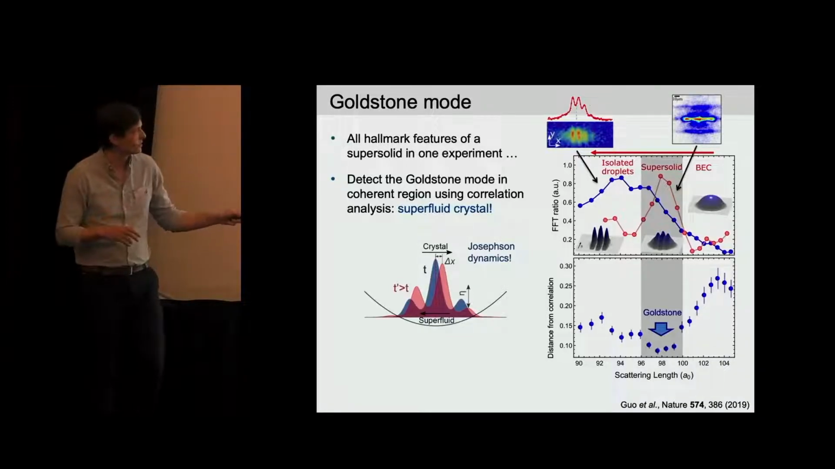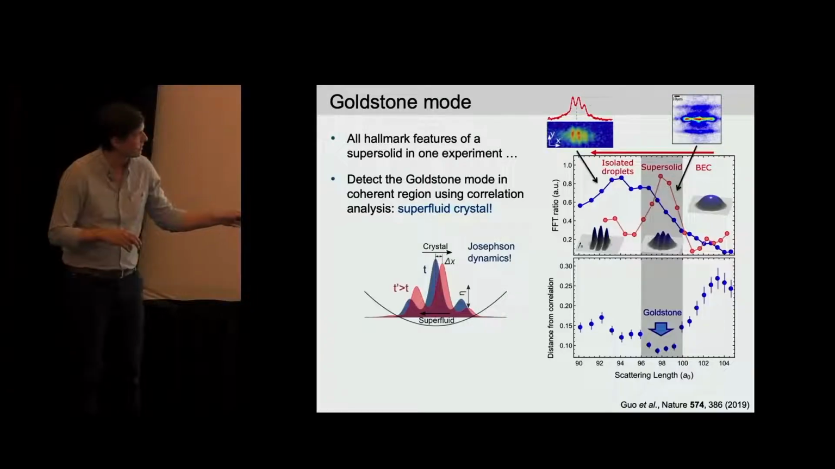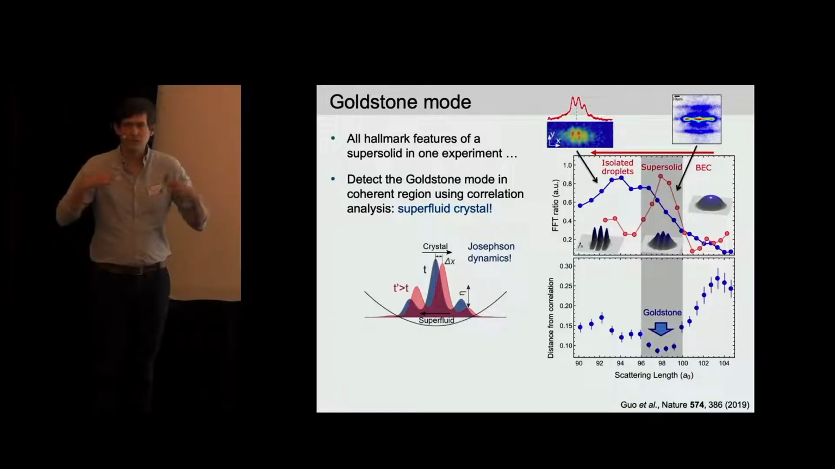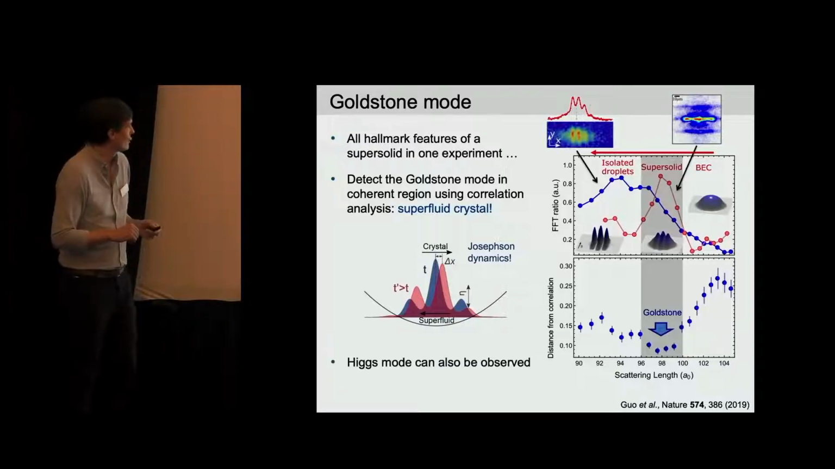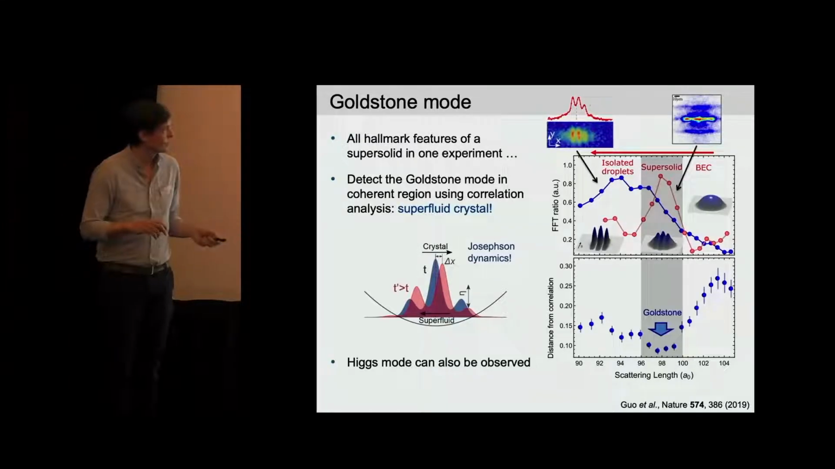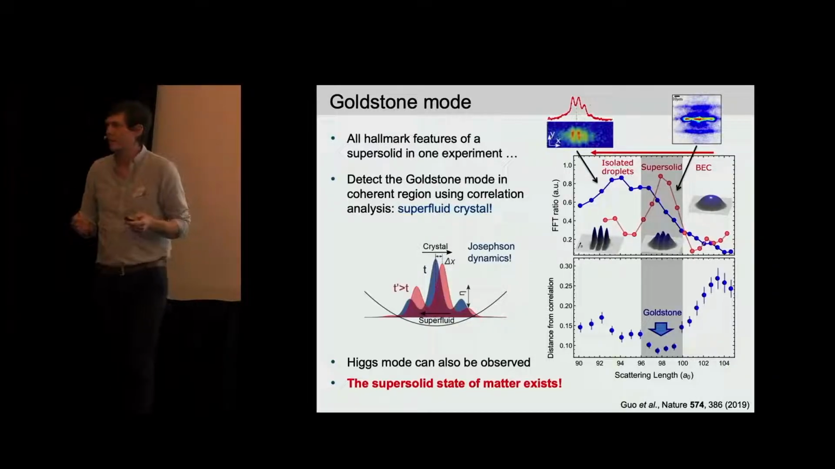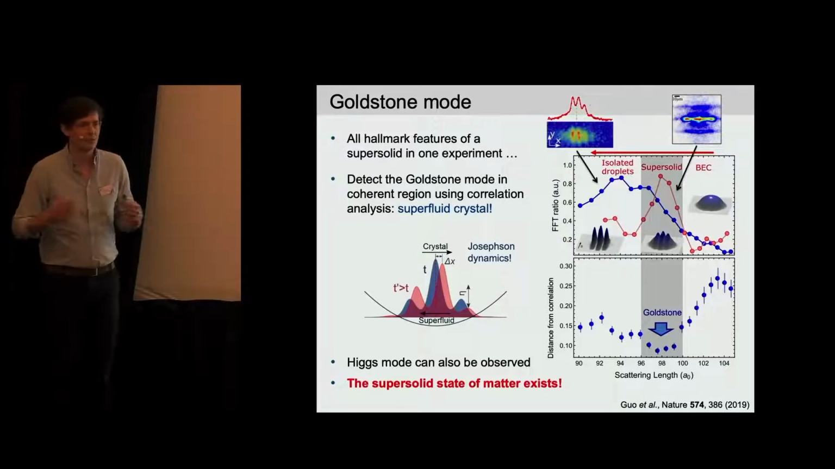And I'm not going into details, but of course, this signals here that right where we have the coherence, also this mode emerges. So there's really these modes associated with the phase transition. We can also observe the Higgs mode. And basically this tells us it is really a superfluid state of matter also, and then the supersolid state of matter does exist in these droplet arrays.